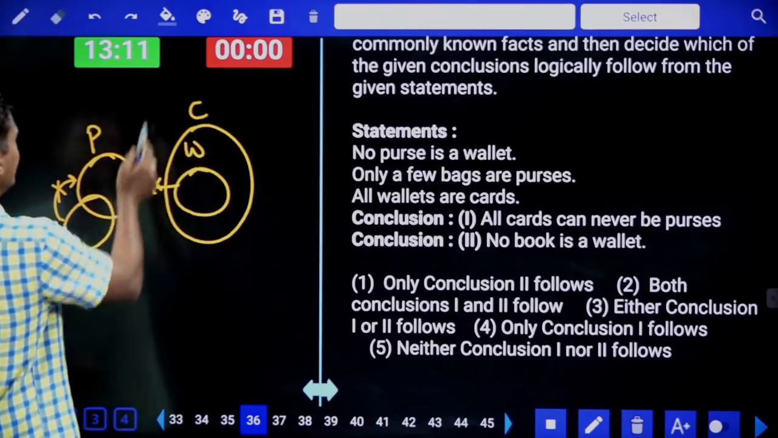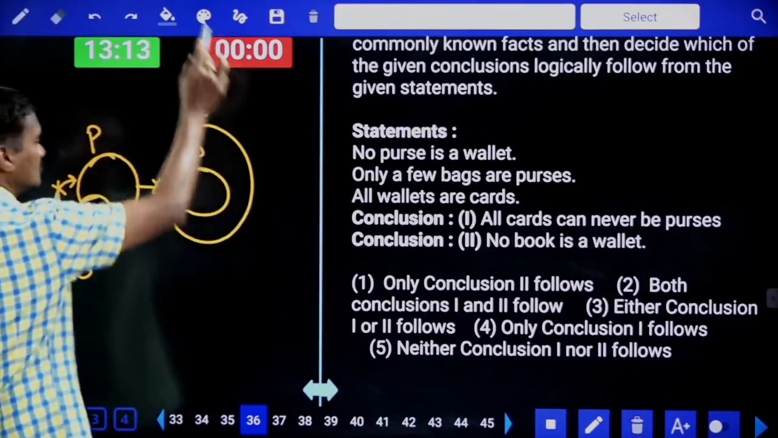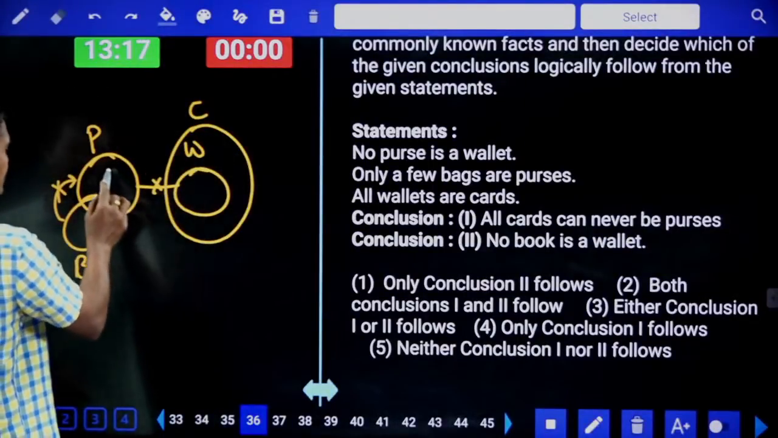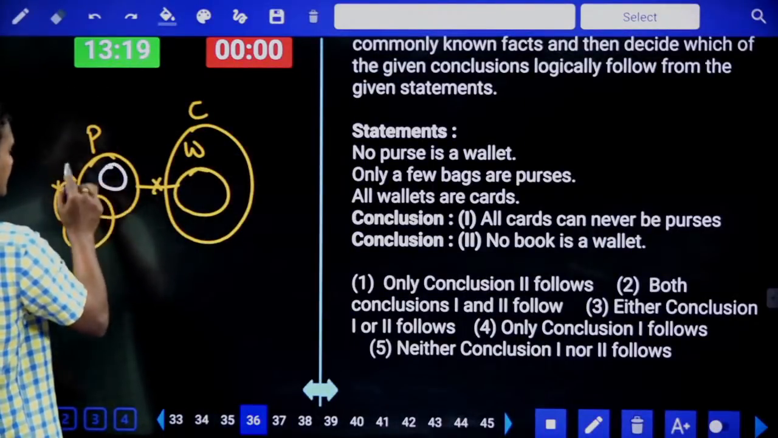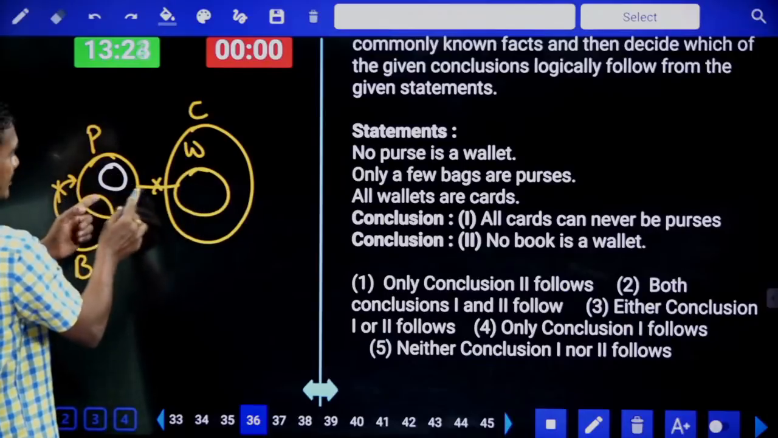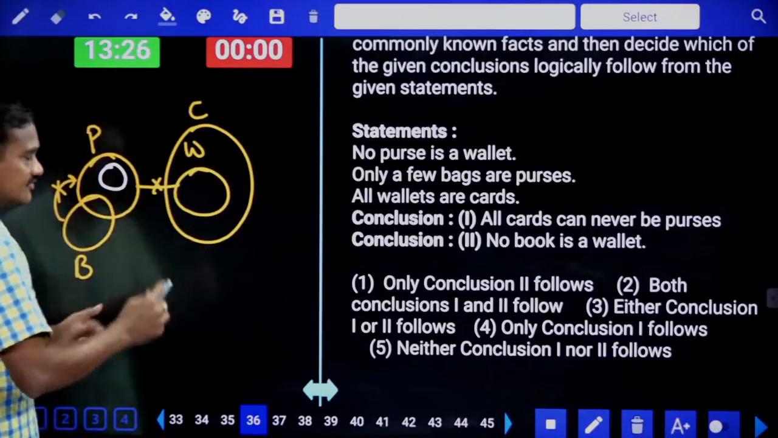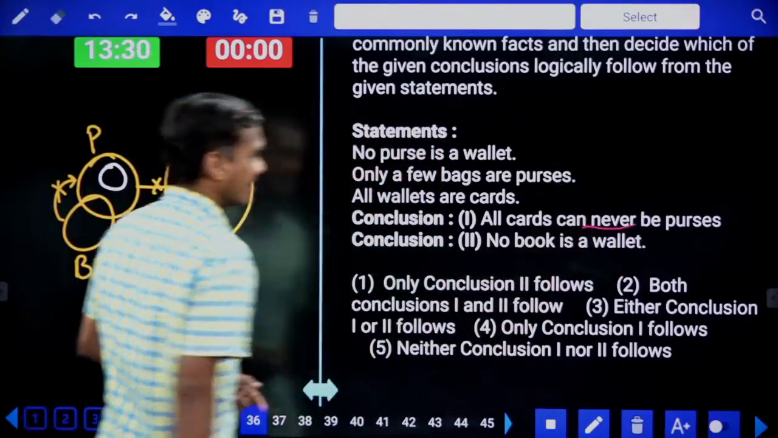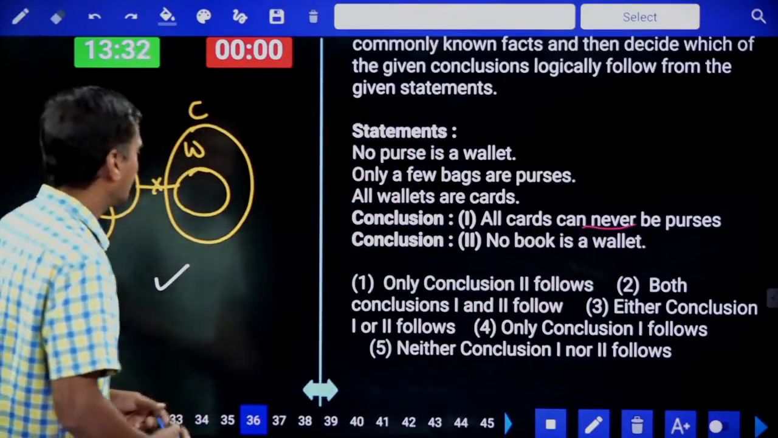Now in order to make this one true, my card should be like this. Now I am checking whether all cards can be purses or not. If I draw cards like this, then along with these cards, what happens here? This W must also come. But as these two cannot be intersected, it is not possible. He is also claiming that it is not possible. It is true. And coming to the next one, no book is a wallet.